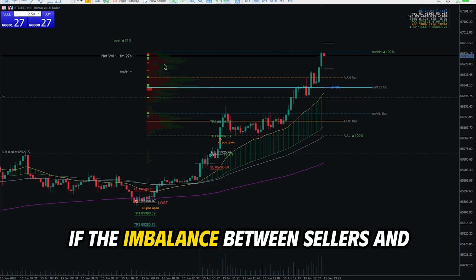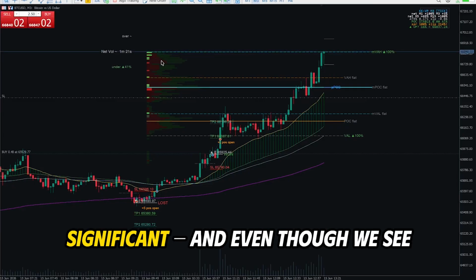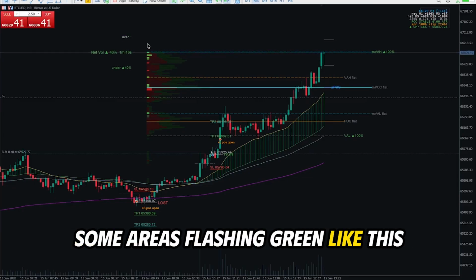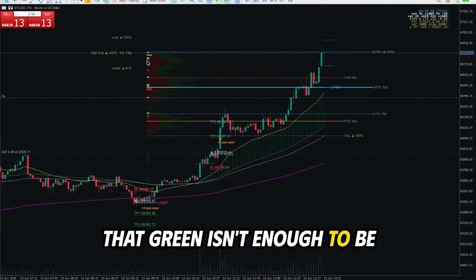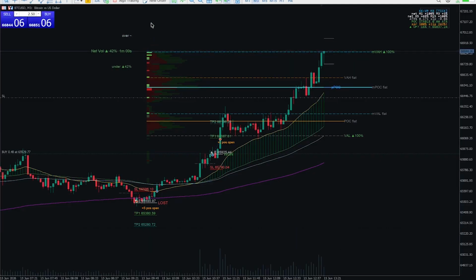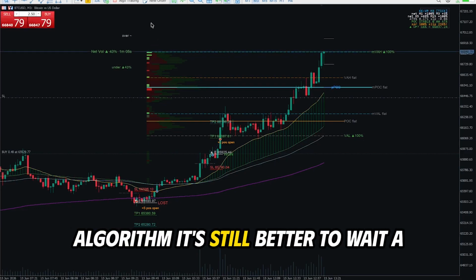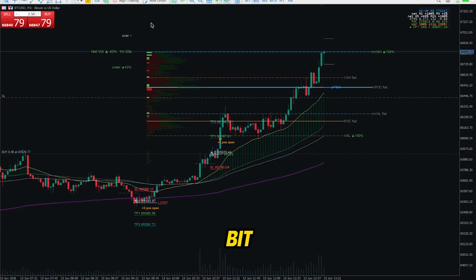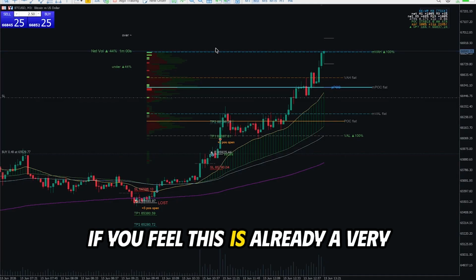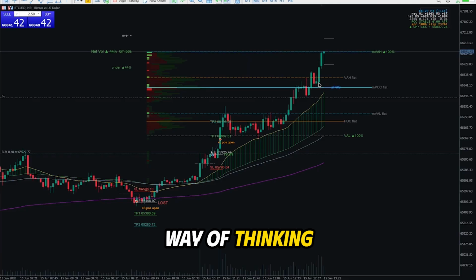If the imbalance between sellers and buyers is not significant, and right now it's clearly not significant, even though we see some areas flashing green like this, to be breakout caliber for us to expect a push upward, with the best case approach in my algorithm, it's still better to wait a bit. If you feel this is already a very good entry zone, that's also a valid way of thinking.